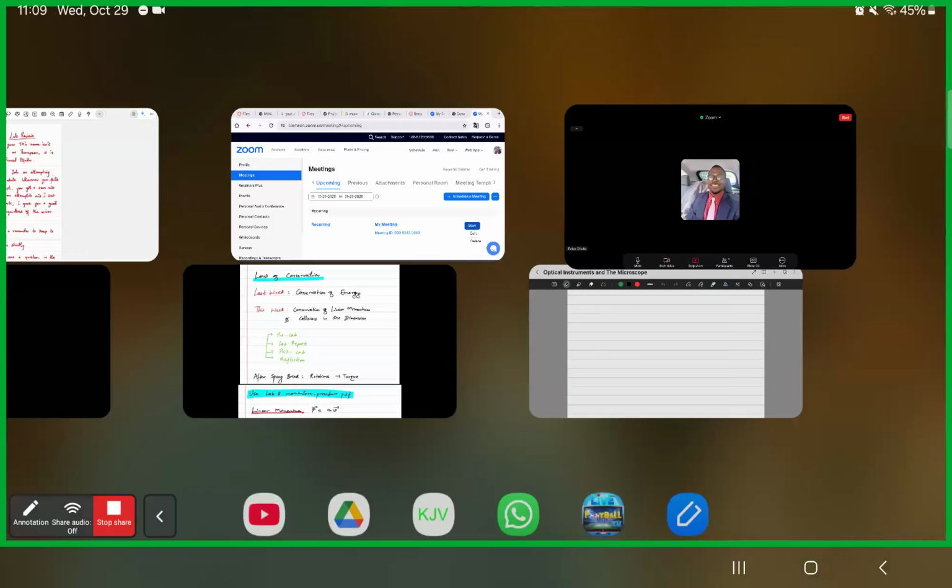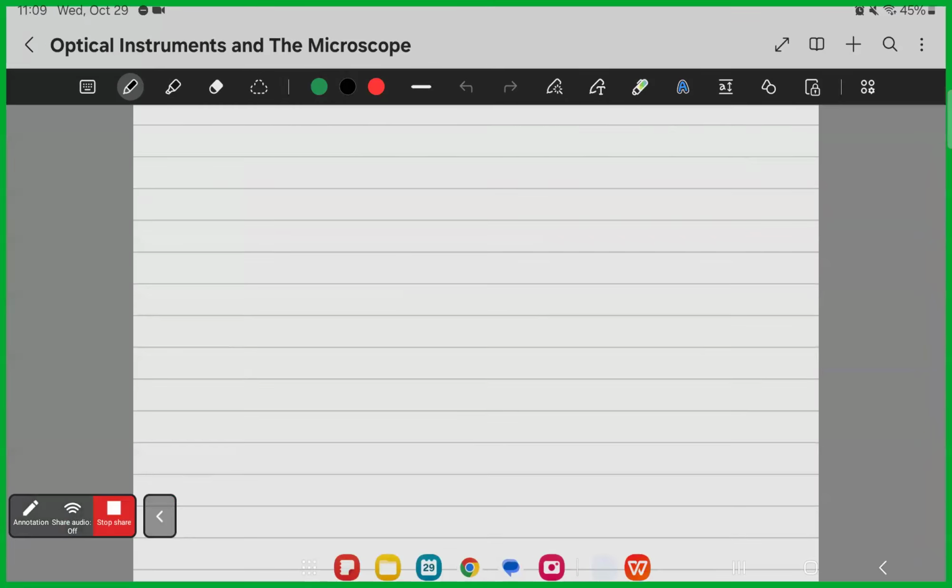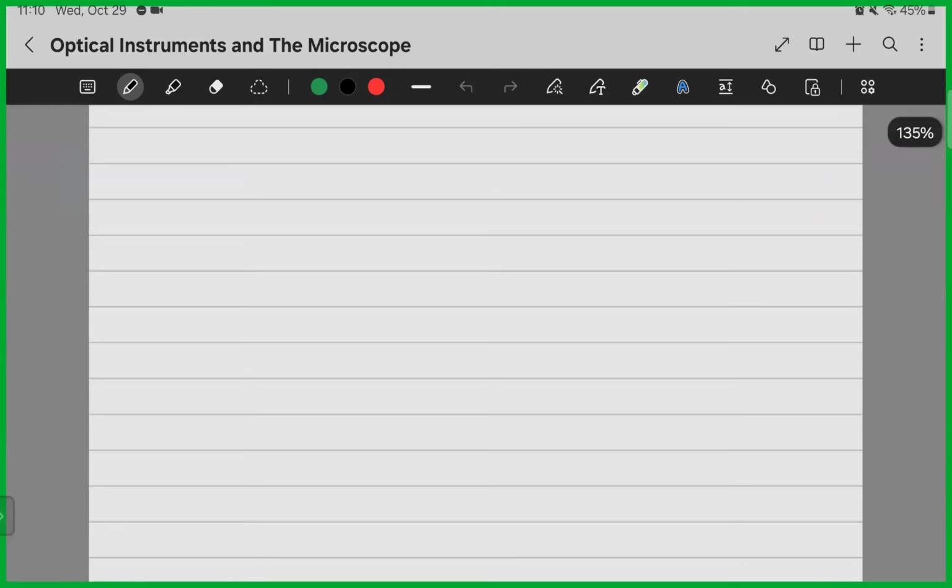Today, I will be teaching optical instruments and the microscope. I hope that you are able to pay rapt attention, focus, and get the very best in today's class. So I'll quickly move on to the board and discuss. Get ready your notes and please pay rapt attention. Optical instruments, and then we talk about the microscope. Let me share my screen so that we can get to the job. All right, let's go. Optical instruments and the microscope.